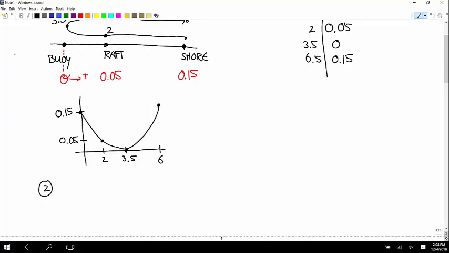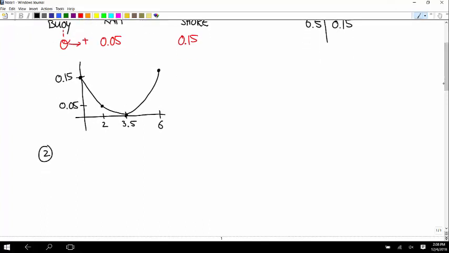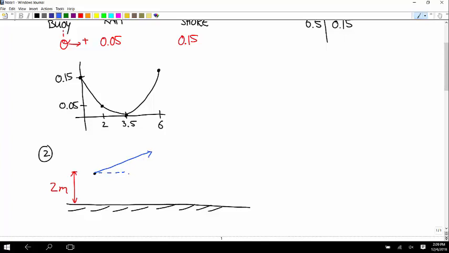Okay, the second one is 2D kinematics. A ball is thrown from a height of 2 meters. Let me draw a picture of this. Here's the ground. The ball is thrown from a height of 2 meters at an angle 5 degrees above horizontal. So this angle is 5 degrees.